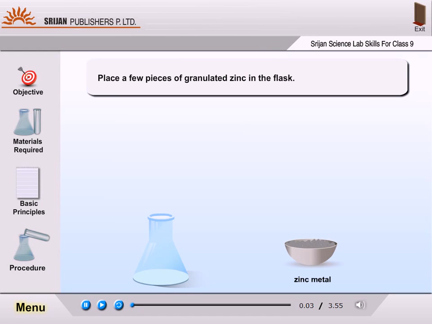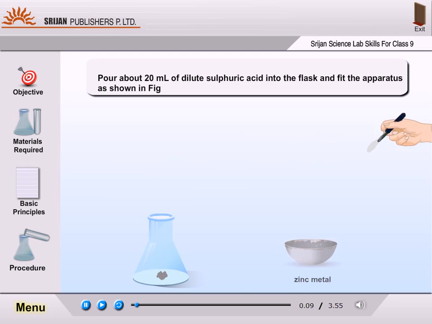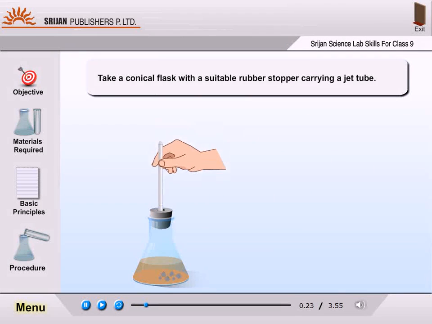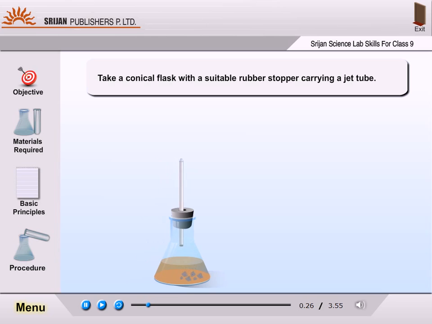Procedure. Place a few pieces of granulated zinc in the flask. Pour about 20 ml of dilute sulphuric acid into the flask and fit the apparatus as shown in the figure. Take a conical flask with a suitable rubber stopper carrying a jet tube.